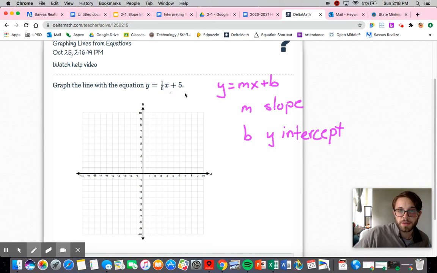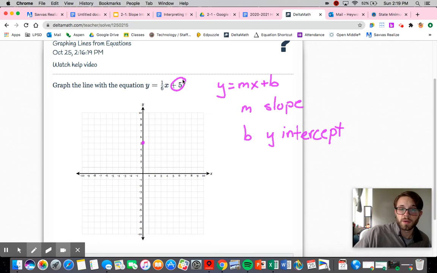Now let's go over how we actually graph this. The first thing we need to do is get a couple of points. The easiest point to start with is your y-intercept here. So you know it is going to be 5. So when the x value is 0, y is 5. So there's your first point. That is what the y-intercept represents. When your x is 0, y is 5.